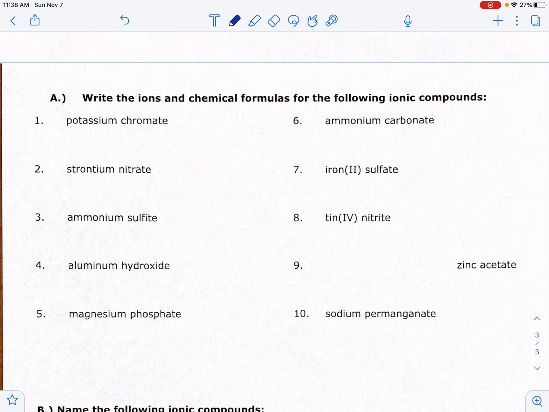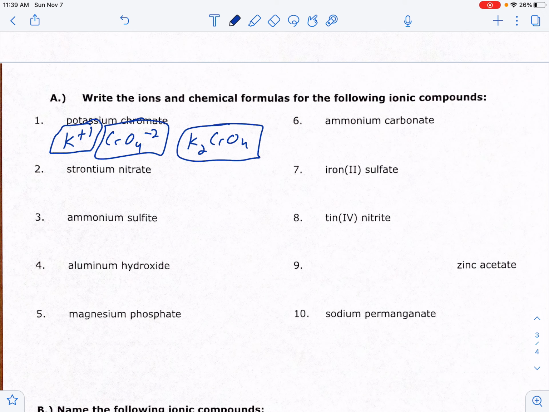Okay, so now let's go over here. We're going to write out the ions and the formulas for the names. So potassium chromate, so potassium is K with a +1. And then chromate is on your list. That is CrO4 with a -2. Okay, so I'm going to see that they are not balanced. So I'm going to crisscross. So this would be K2CrO4. So here's my cation, here's my anion, and then here is my formula.